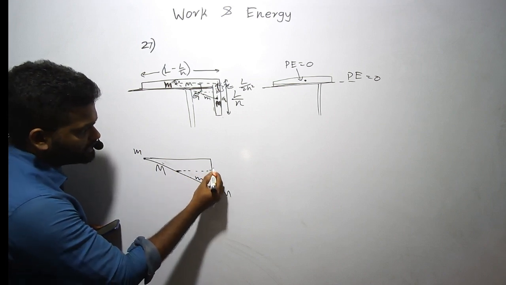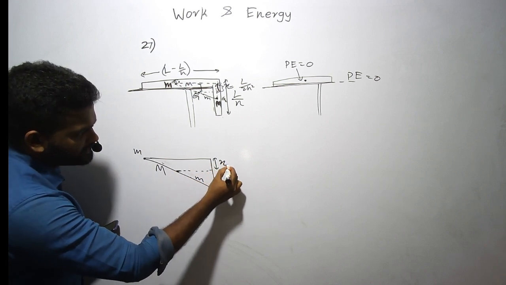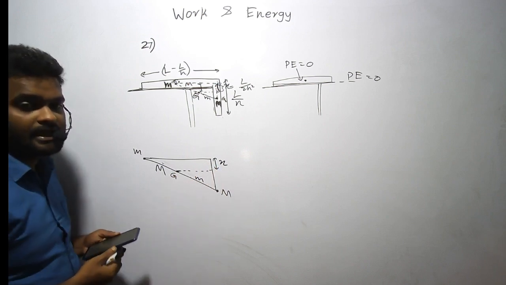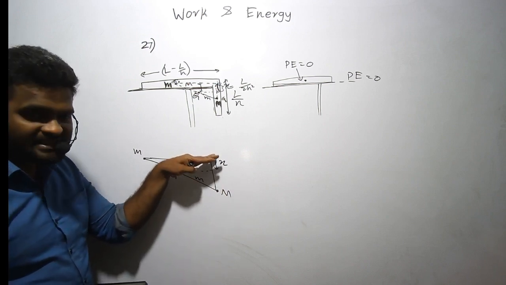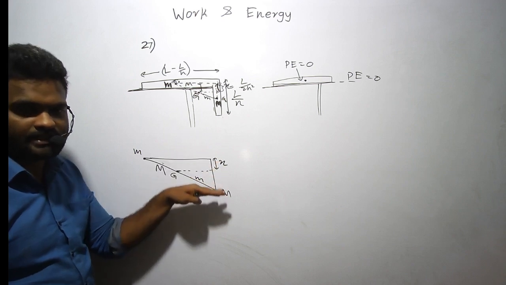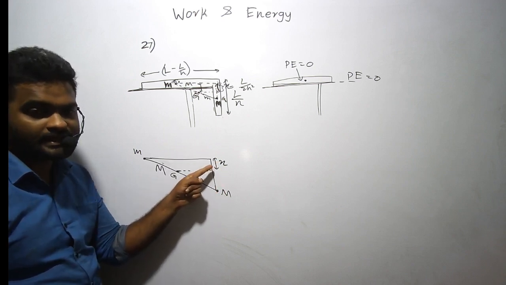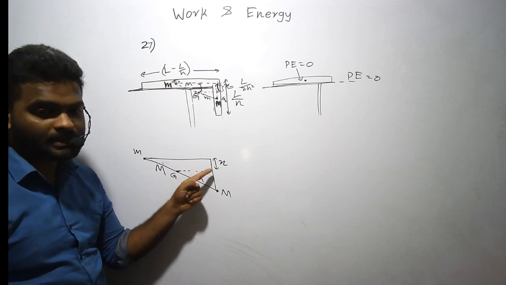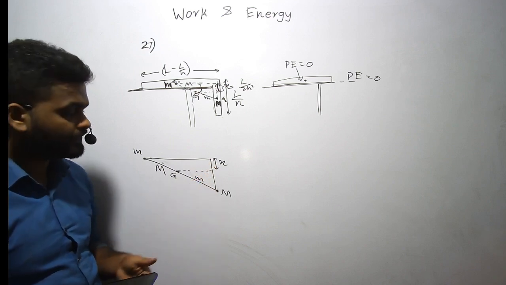So what we need is to find this x. X means the center of gravity. How much is it below vertically? Once you find this, you can find the potential energy required. So this is simple x. X is what you need to find.